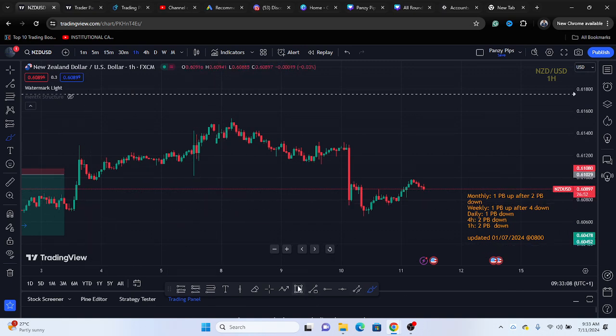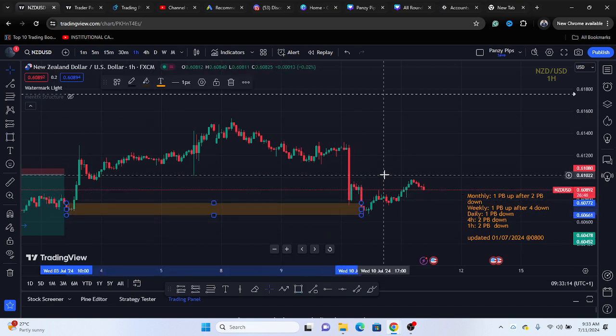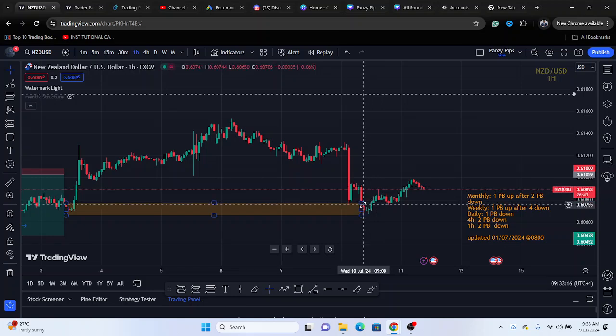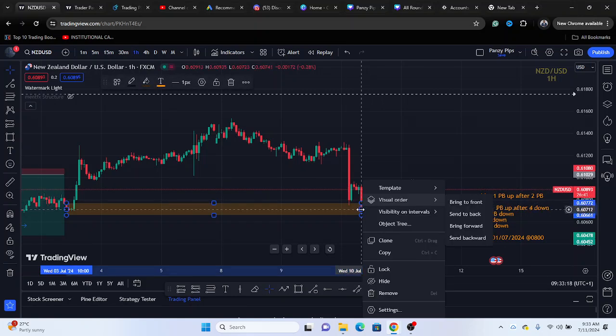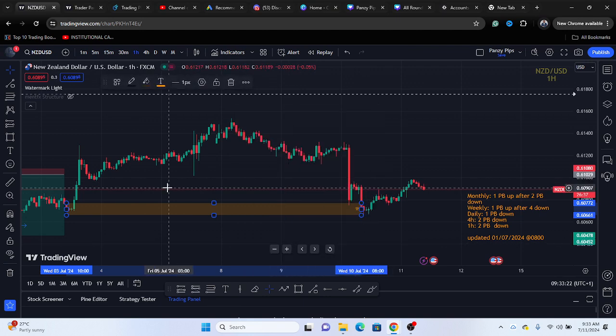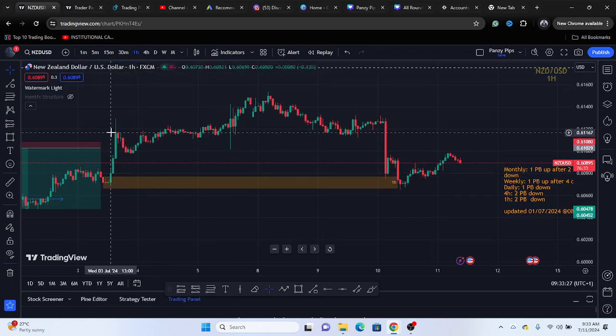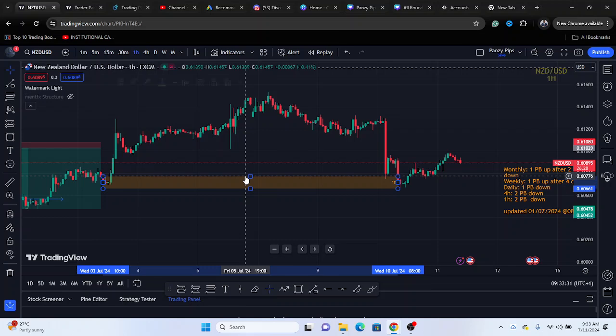There was a zone here. Let's do this. The zone here. That's the zone that brought the break of our zone. Let's see. 1 hour. Okay. So it broke that zone and then gave us this up move. Comes back here. Okay. See why the zone was even deleted.